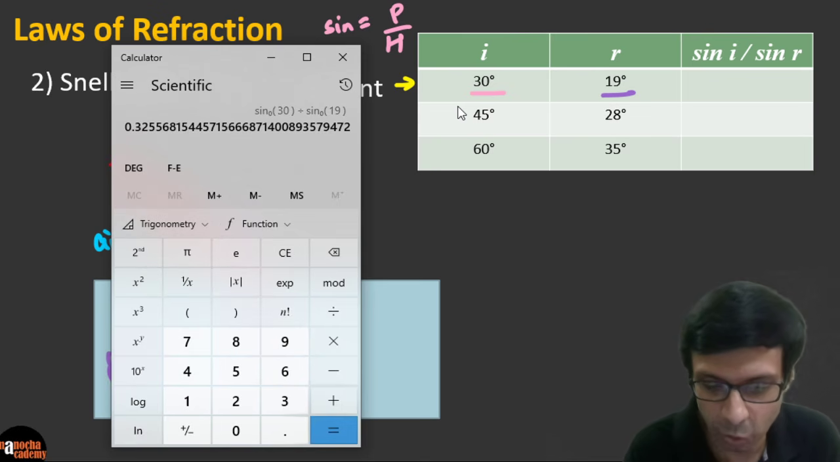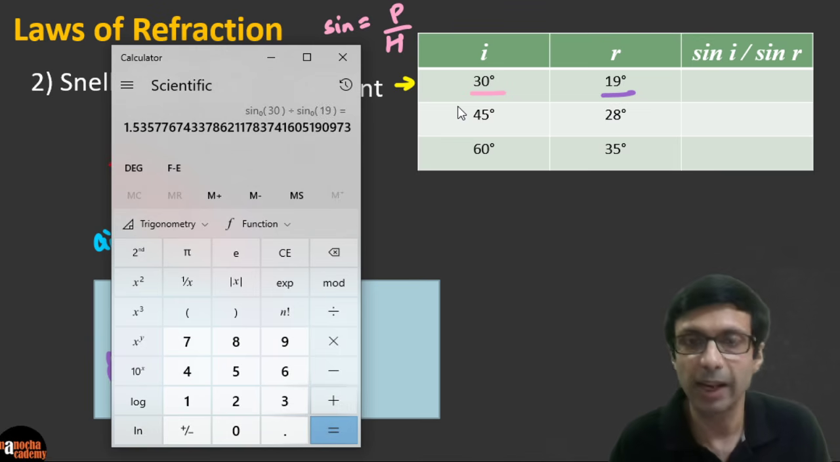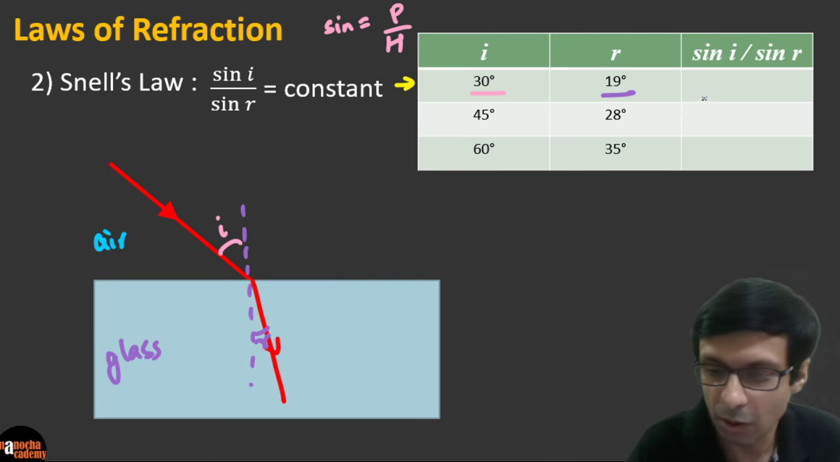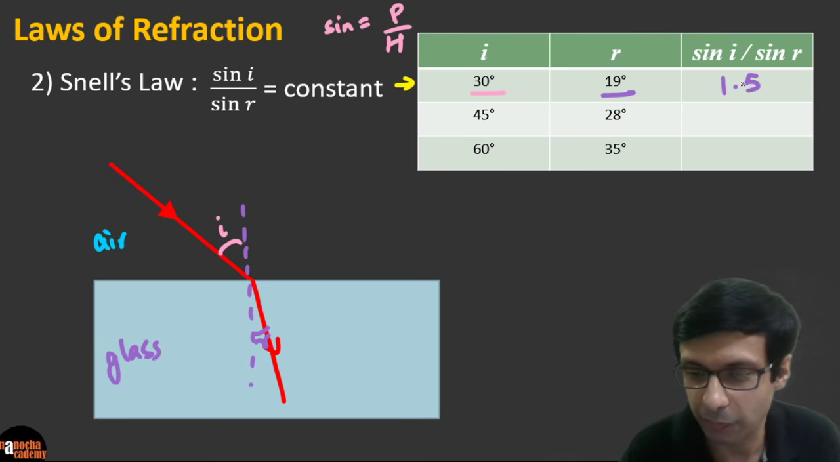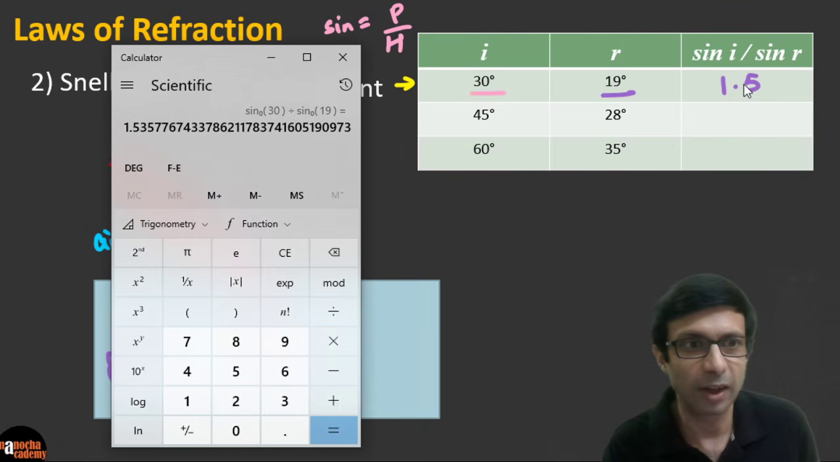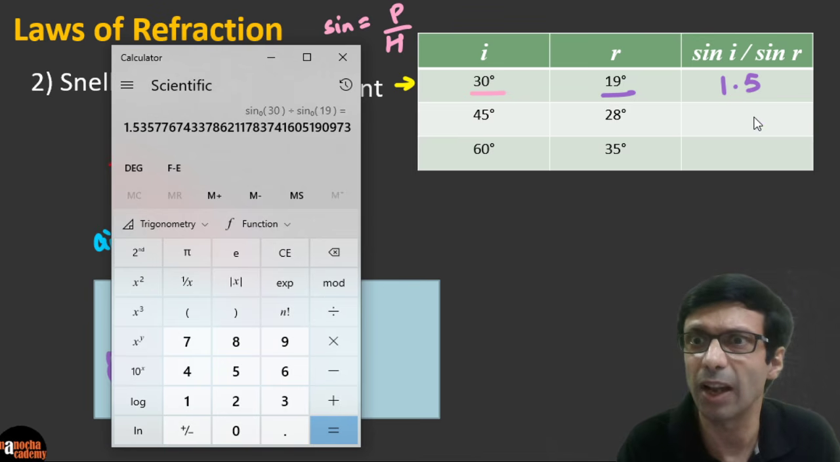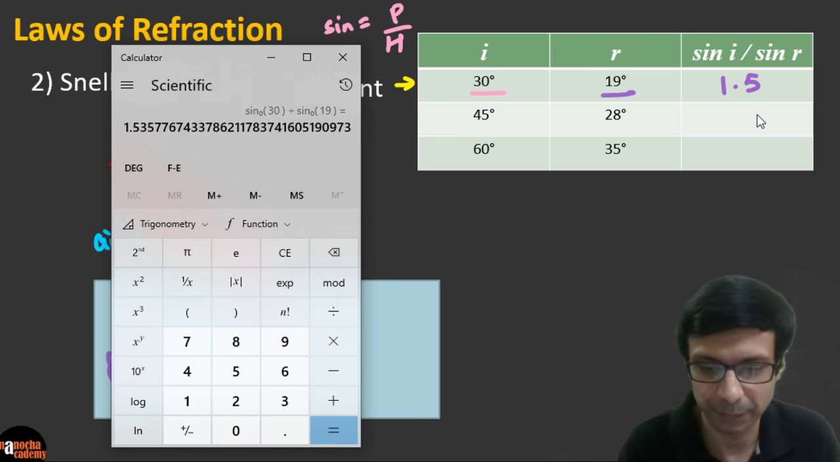So guys, you can see I'm doing this division and let's see what do we get? 1.53. So I'm going to approximately write the ratio as 1.5. Okay. So guys, you saw here, we are doing this sine I by sine R and we have got this value out here, 1.5, right?